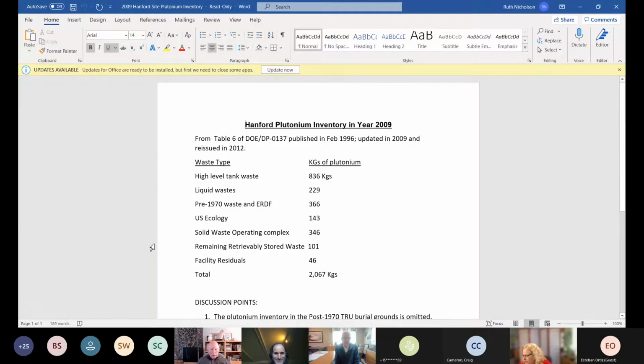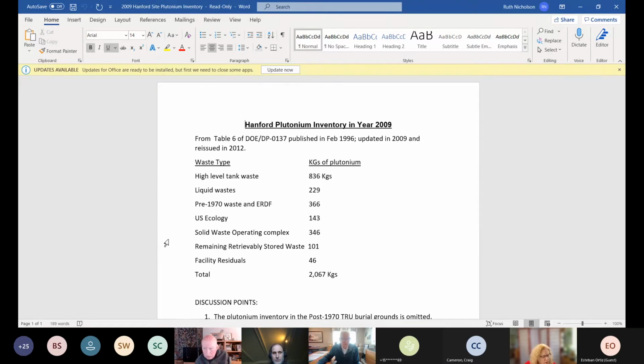There you go. Okay, this came out of a document I came across. You can see the reference on top. But this gives you the idea of where plutonium is and rough amounts. These numbers are approximate numbers. And I was quite surprised that U.S. Ecology had 143 kilograms of plutonium sitting there. I wonder where that came from.